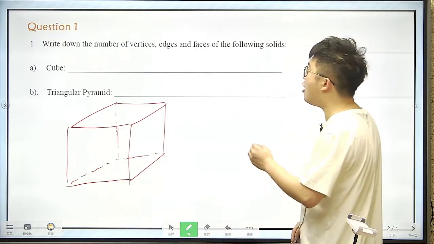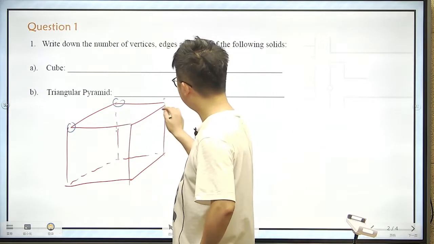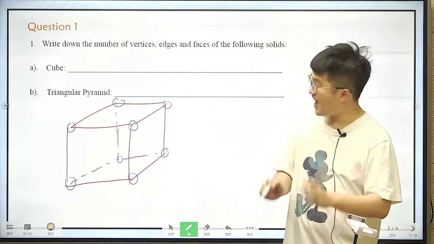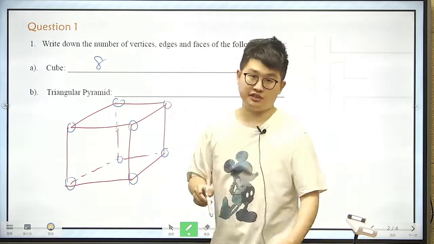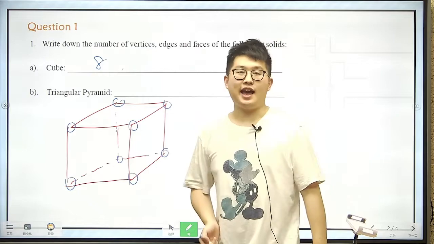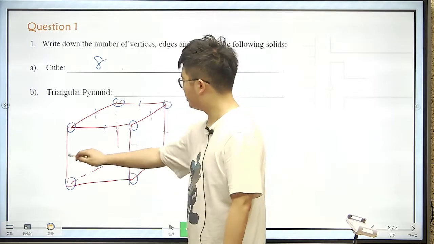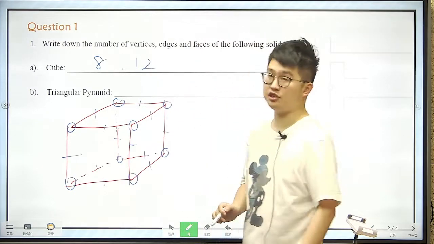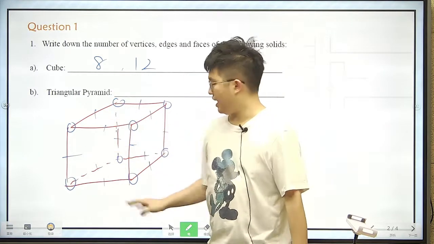So how many vertices of this cube? We can see clearly that there are 1, 2, 3, 4, 5, 6, 7, and 8. There are 8 vertices. So we just write down an 8 here, or maybe you can say there are 8 vertices, but I'm just writing down the number. Now the second question is about edges. Edges are still clear: 1, 2, 3, 4, 5, 6, 7, 8, and 9, 10, 11, 12. So there are 12 edges. We count them from the top side, those vertical, and the bottom side.